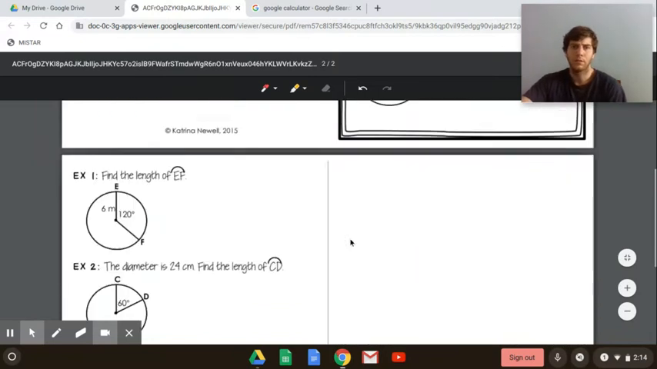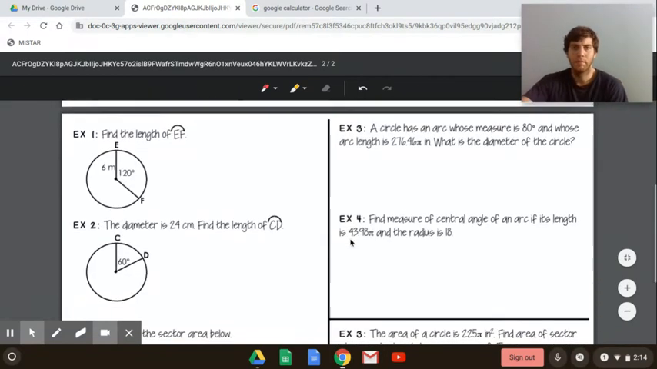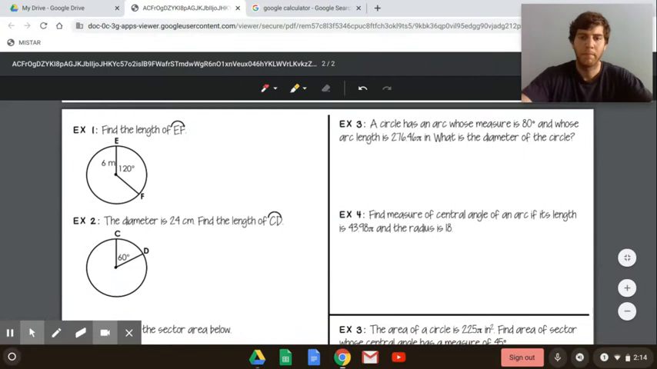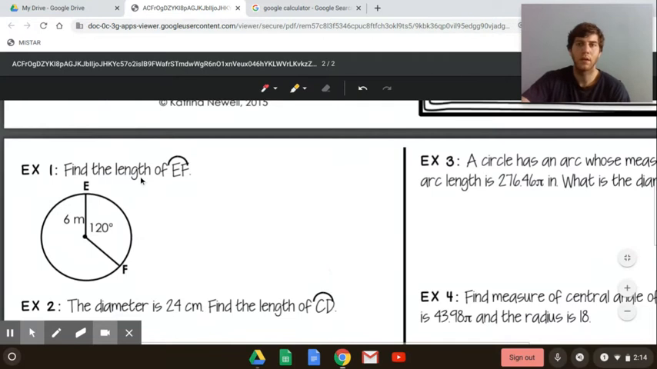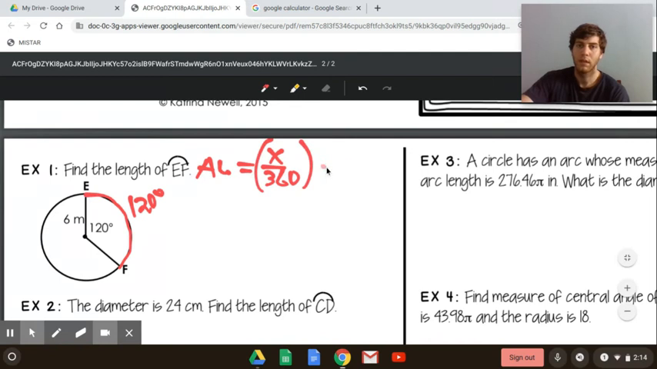Okay, so let's do some example problems on arc length. Let me zoom in a little, and probably a little more. The first one: find the length of arc EF. That's this arc here. We know the measure of EF is 120 degrees. So with our arc length formula, it's x over 360, the portion out of 360 degrees, times the circumference, which is 2 pi r. You can put a C there if you want, or you can put 2 pi r.